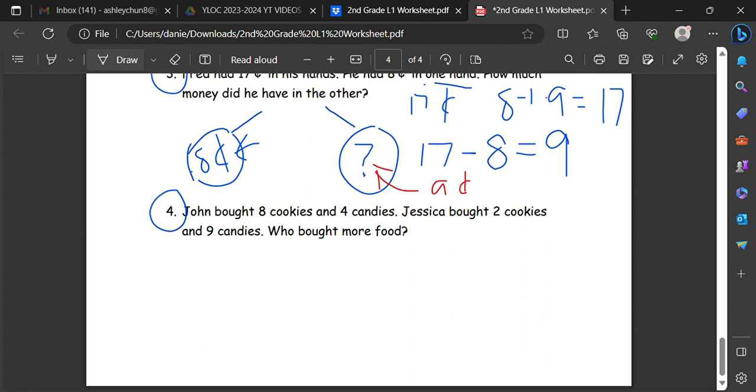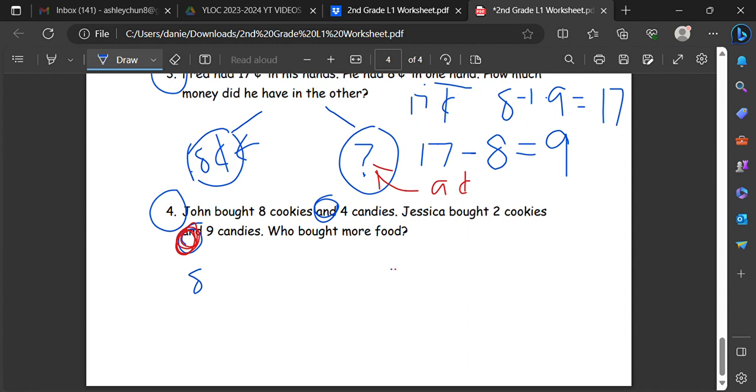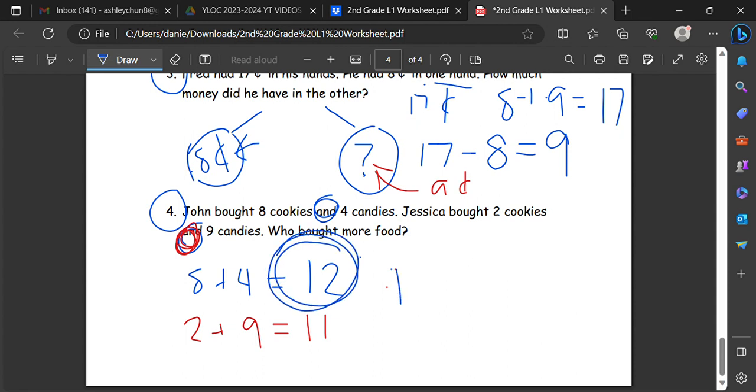And finally, last question. John bought 8 cookies and 4 candies. Jessica bought 2 cookies and 9 candies. Actually, let's color code this. Jessica will be red and John will be blue. So for blue, he has 8 cookies plus 4 candies, and then Jessica has 2 cookies and 9 candies. So 2 plus 9 is 11, and 8 plus 4 is 12. So who has more? It would be John, because 12 is greater than 11.